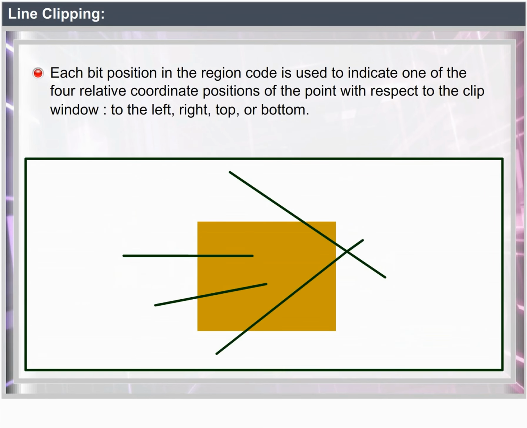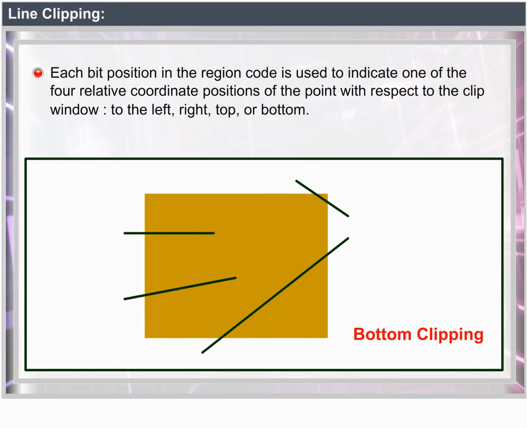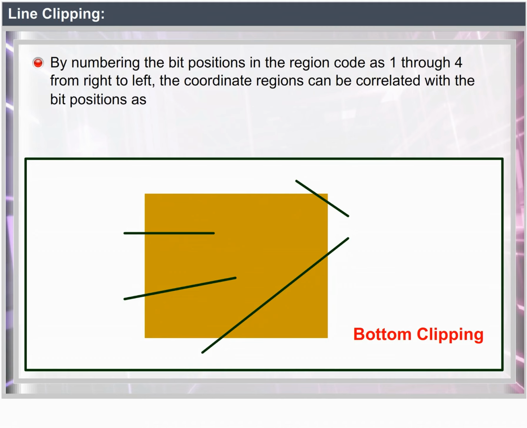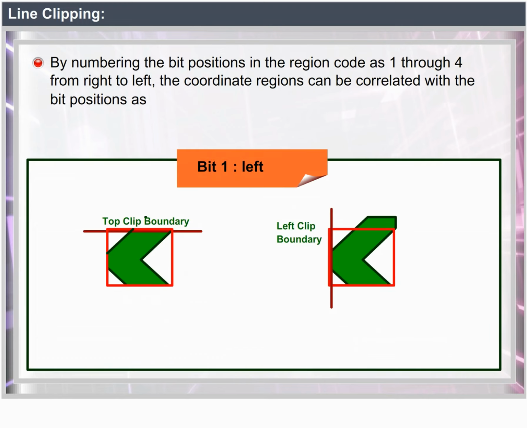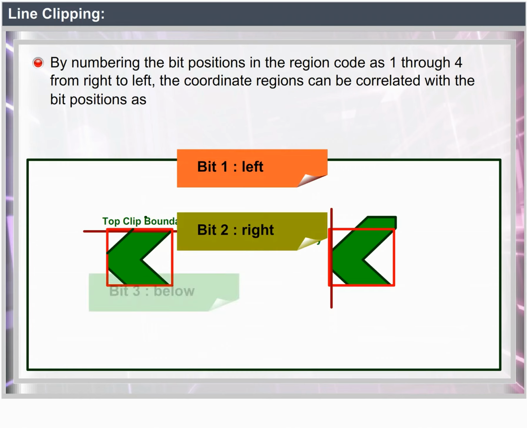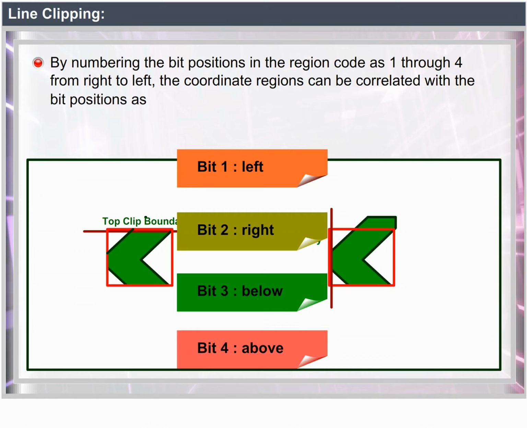Each bit position in the region code is used to indicate one of the 4 relative coordinate positions of the point with respect to the clip window: to the left, right, top, or bottom. By numbering the bit positions in the region code as 1 through 4 from right to left, the coordinate regions can be correlated with the bit positions as bit 1 left, bit 2 right, bit 3 below, bit 4 above.